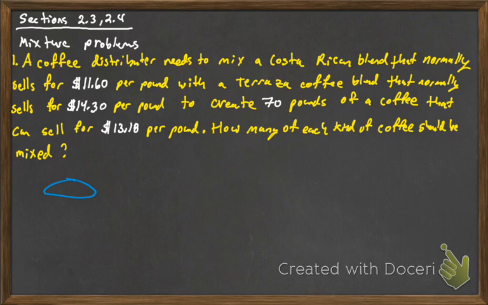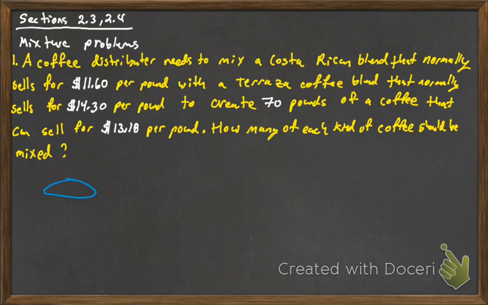Okay, so for mixture problems, usually you're mixing two things, whether it's in this case coffee or maybe two different interest rates. You're getting a certain amount of interest. We'll get an example like that. So let's go ahead and take a look at this problem here.